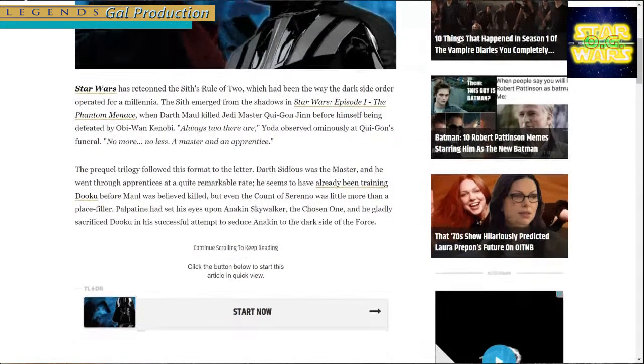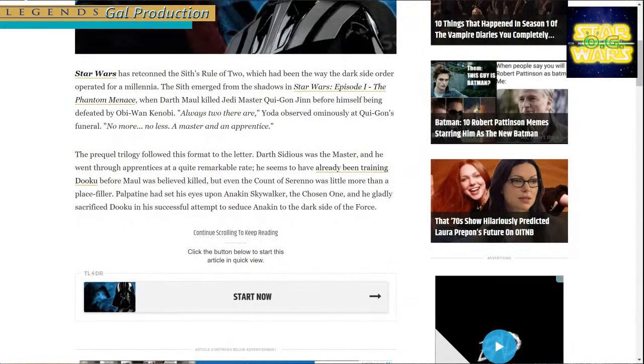And so there we go. There's the Rule of Two, and that was expanded on with Darth Bane and was carried on as a tradition from there. The prequel trilogy followed this format to the letter. Darth Sidious was the master, and he went through apprentices at quite a remarkable rate. He seems to have already been training Dooku before Maul was believed killed, but even the Count of Serenno was little more than a placeholder.